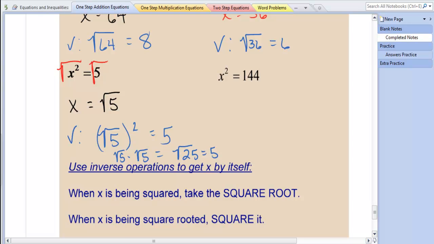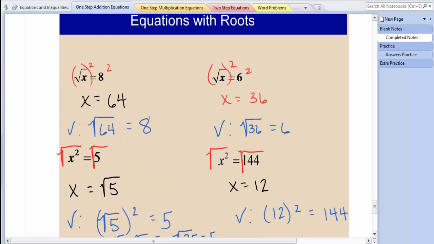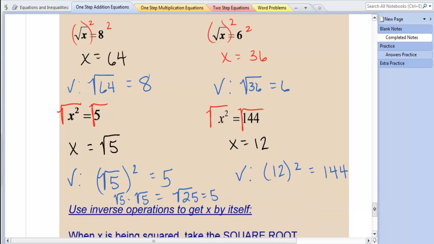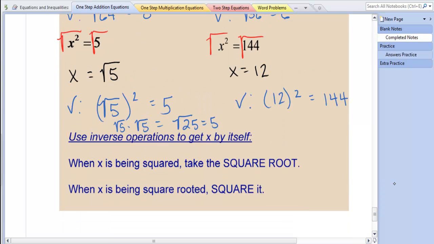Try the next problem. The last problem, you should end up with x equaling 12. When you take the square root of x squared, you get x, and when you take the square root of 144, you get 12. And you can check that. 12 squared does equal 144. So you always want to use inverse operations to get x by itself. When x is being squared, take the square root, and when x is being square rooted, square it.